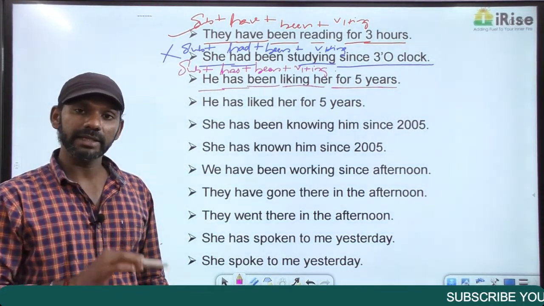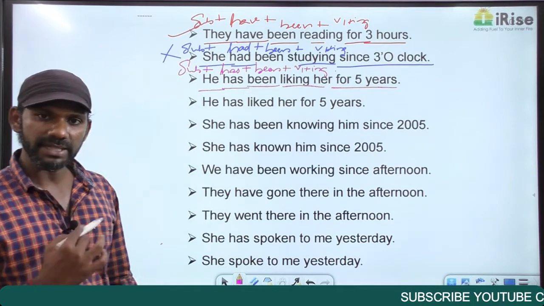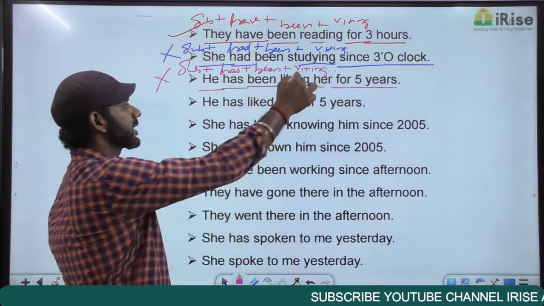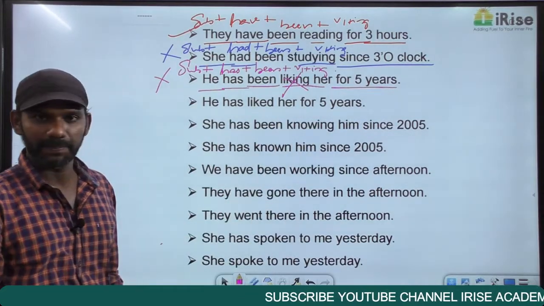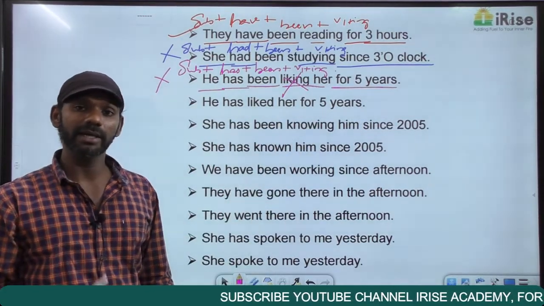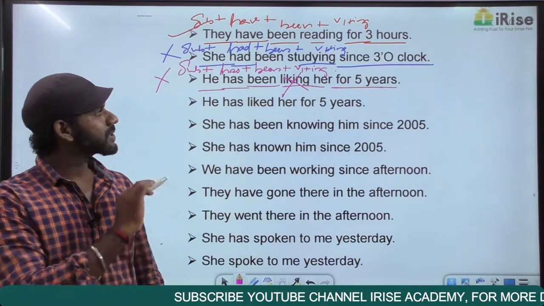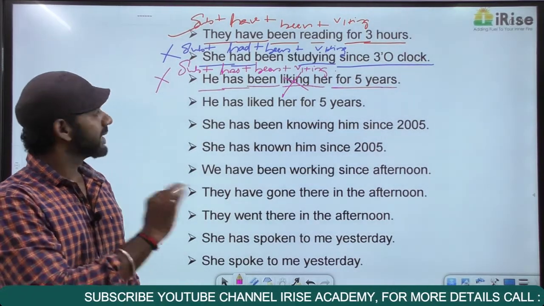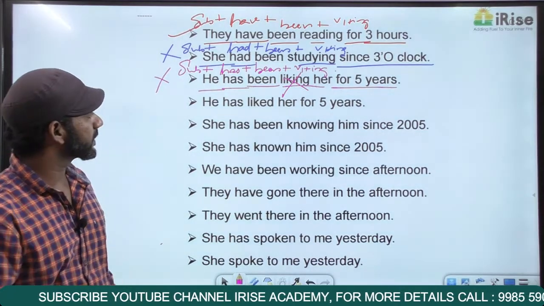Since can appear in present perfect continuous, but I say that this statement is grammatically wrong because there's nothing like liking. I told you earlier. I am liking you is wrong. I like you is correct. So even though the structure is fine, the statement is grammatically wrong because of the usage of liking. Come to the next one.